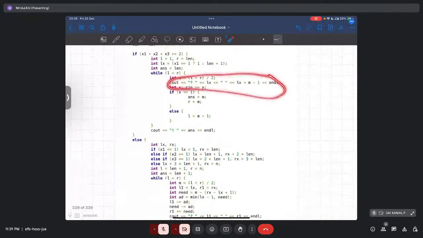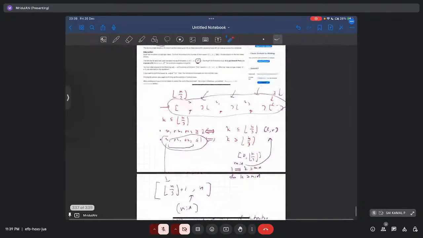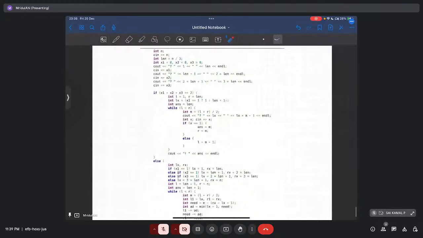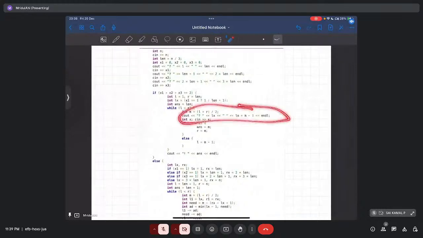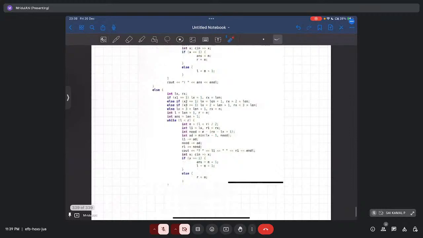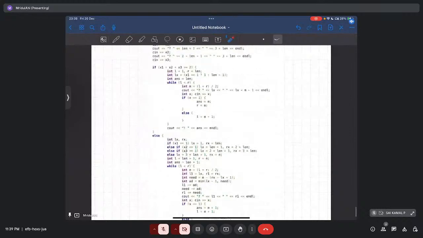Then I find a subarray, and query a subarray within it which does not contain a 1, and update my variables accordingly. And similarly, I binary search for the other case. That part should be simple, I think, if you got the idea.